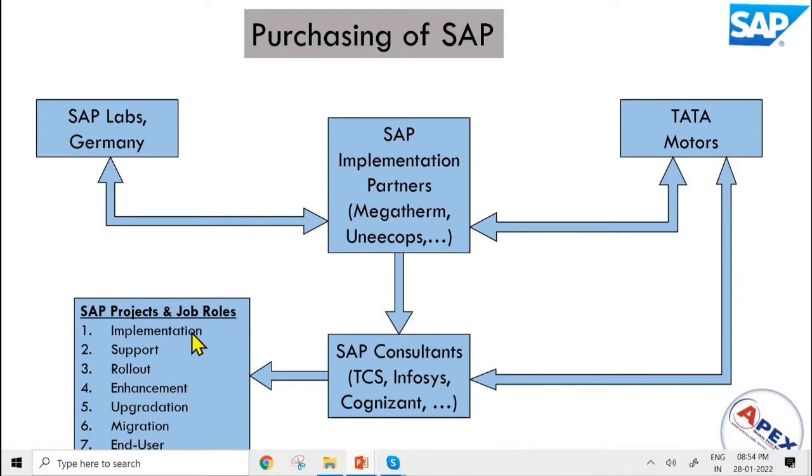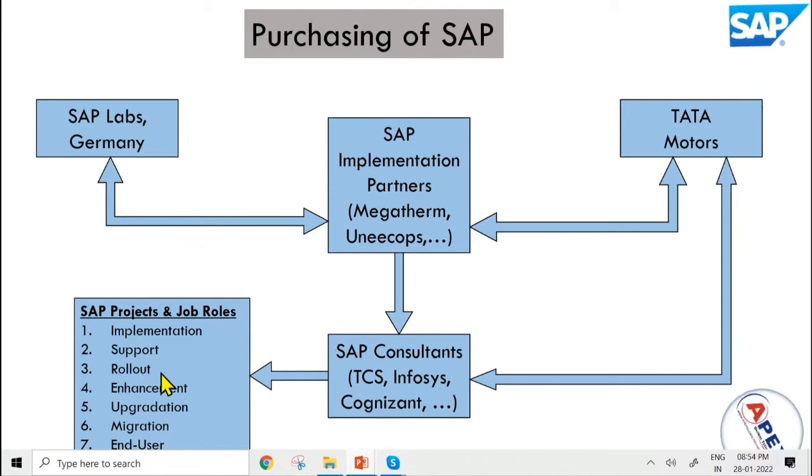Support means, after implementation, these companies need to provide support also. After implementation, Tata Motors are the end users, right? Whenever they are using this SAP after implementation, the company needs to provide support. If any errors come while generating purchasing activities, they need to provide support. For 1+ years of experience, you will get support projects. Okay, all of you are getting.